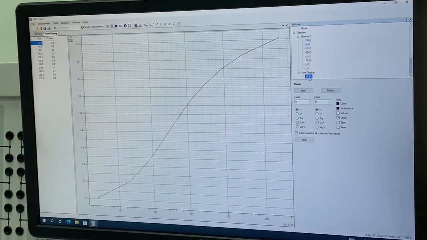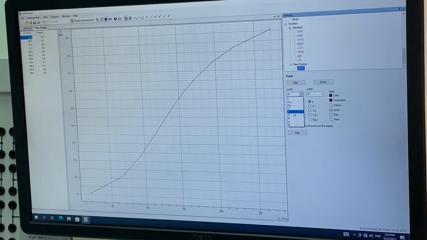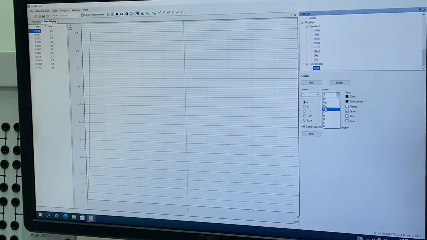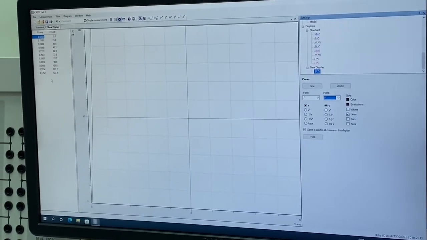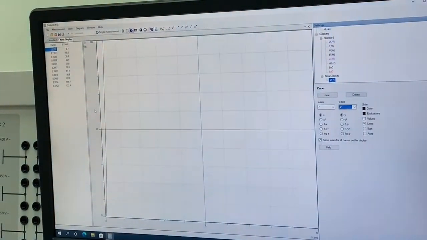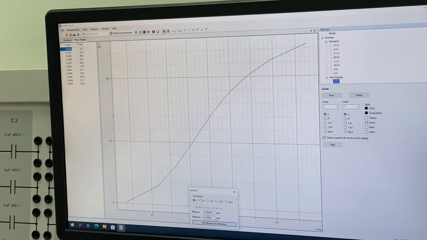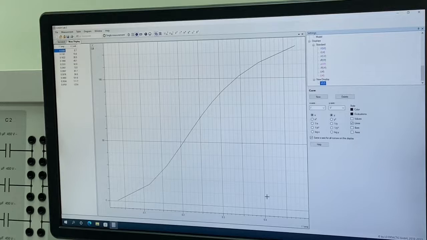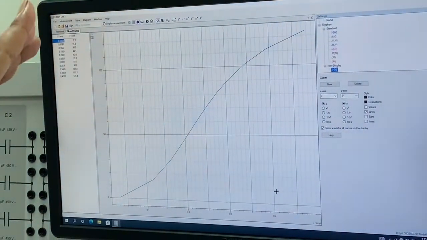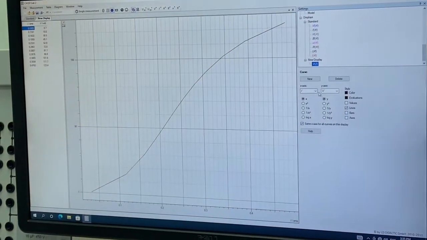The next one, instead of H, it should be I, and instead of B, it should be V, because B is directly proportional to voltage, and H is directly proportional to I. So they should be again similar. Can you see the curve? Similar. This is voltage versus current. It should be a straight line according to Ohm's law, but here we are getting some saturation. This is the second curve.